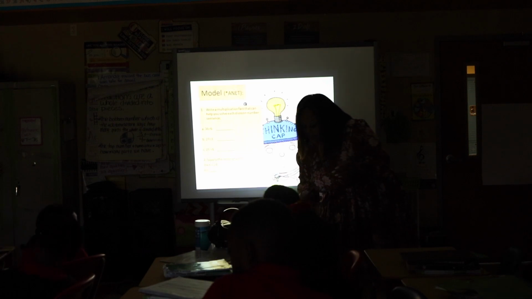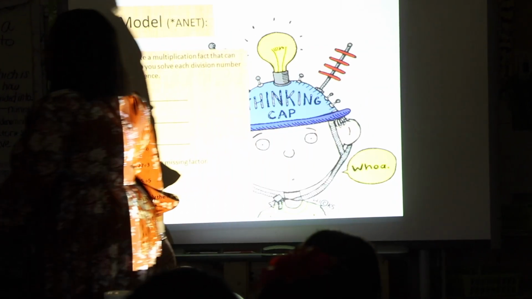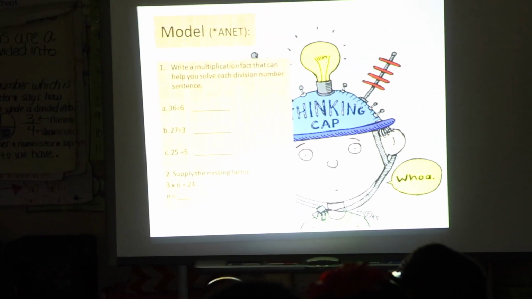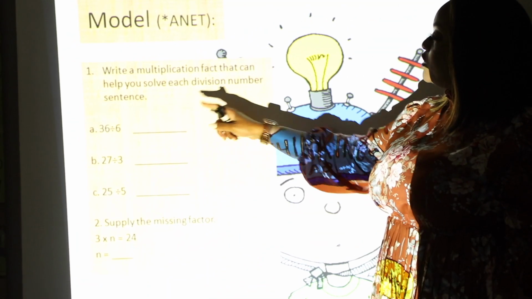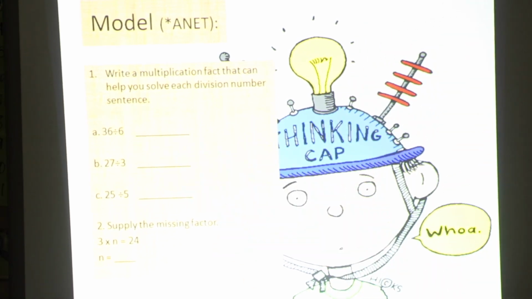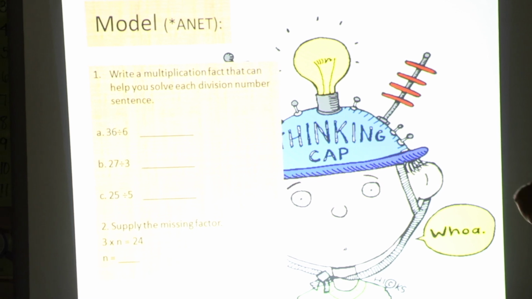Alright, moving right along. Miss Pace is going to model this problem. Now this is how you should be thinking when you're working out the problem. Write a multiplication fact that can help solve each division number 6. So you got 36 divided by 6. You got 2 ways you can do this.